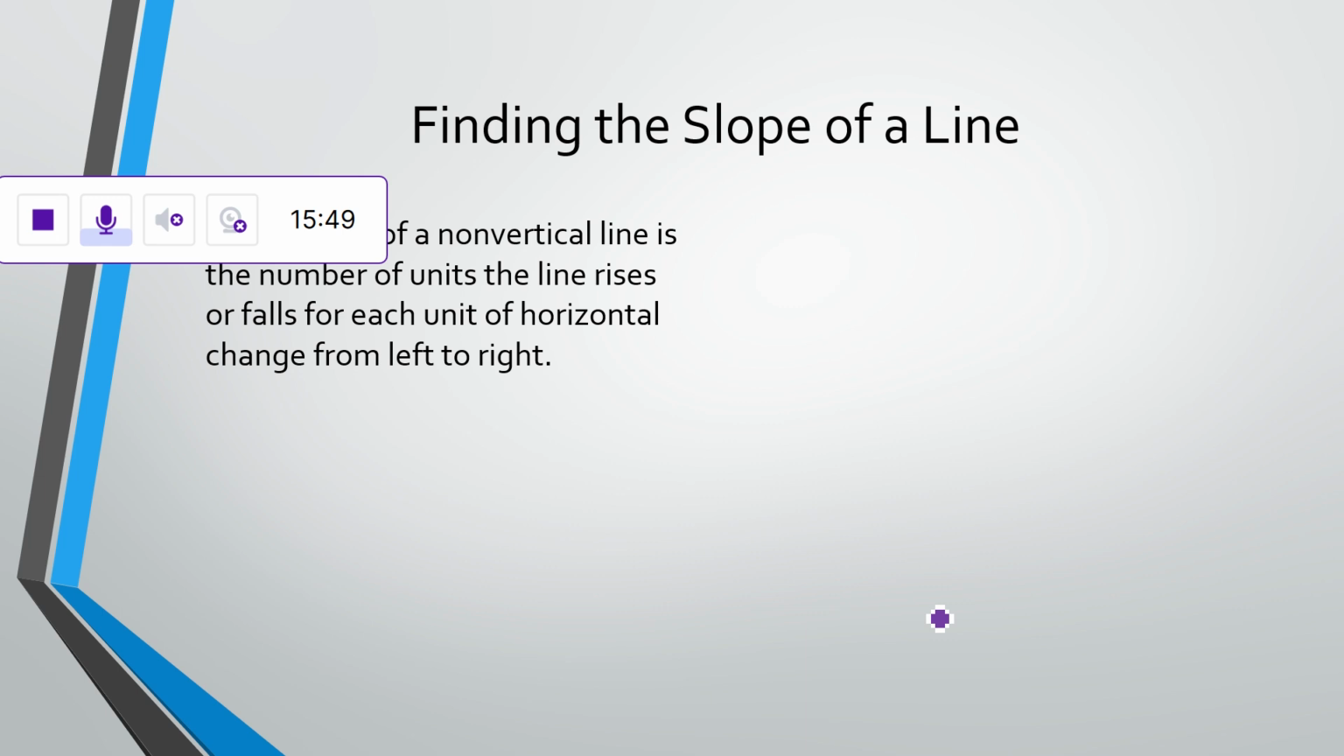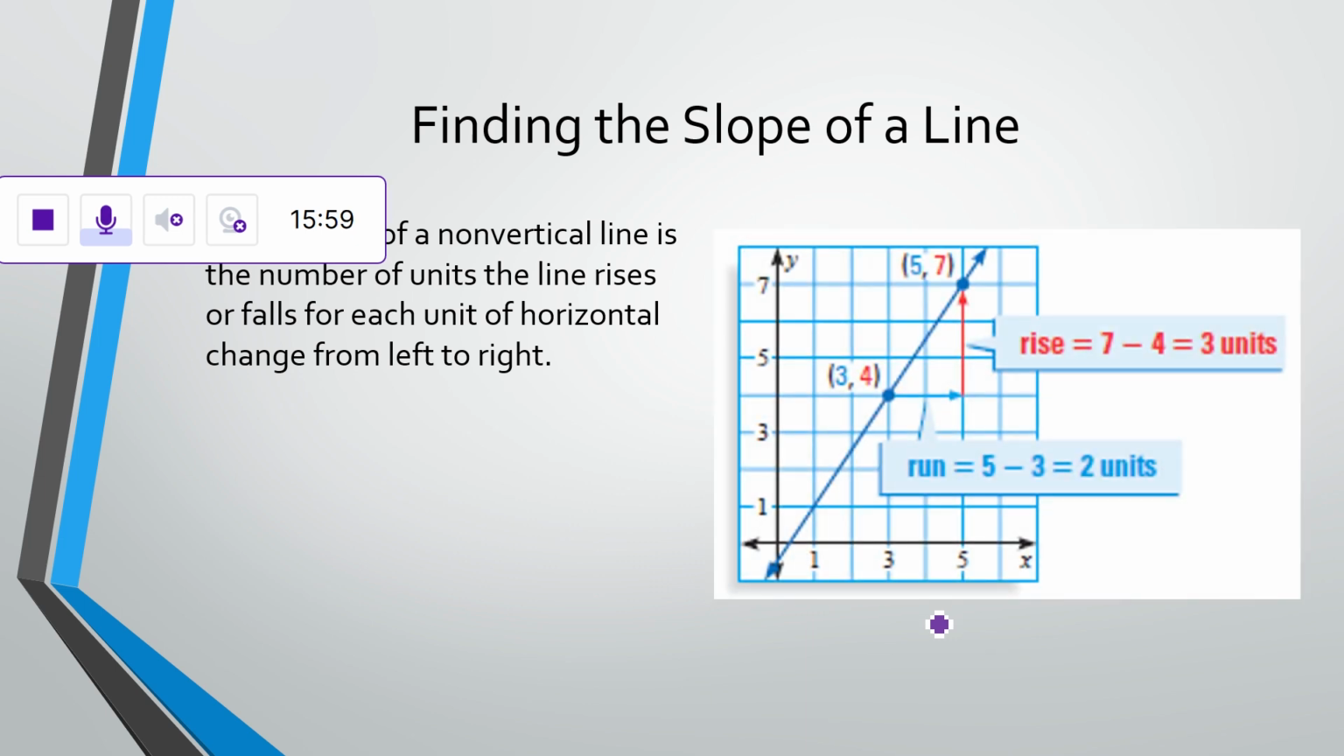The slope m of a non-vertical line is the number of units the line rises or falls for each unit of horizontal change from left to right. A nice example of this is how we have it right here, right? We are moving left or right first, right? In this case, we are moving, or rather running, a certain amount of units, in this case just 2 units, while we are rising 3 units, right? So moving 2 units to the right and rising 3 units up.